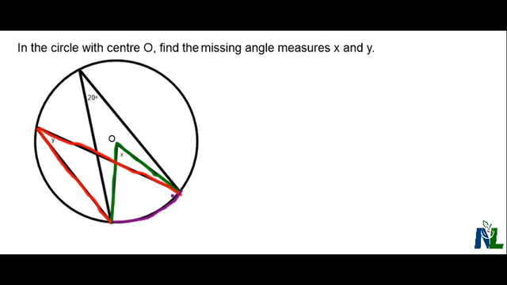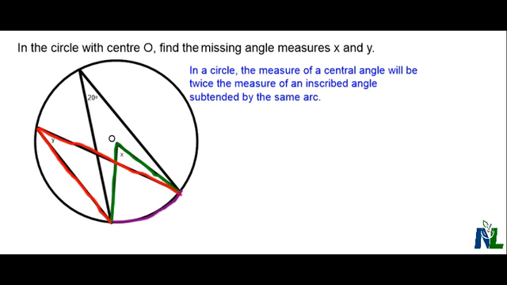And we have a property that we can use for angles that are subtended by the same arc. In a circle, the measure of a central angle, in our case our central angle is our green angle. A central angle has its vertex at the center of the circle. So we have a central angle right here. It's going to be twice the measure of any inscribed angles that are subtended by the same arc. So I have two angles here that are subtended by the same arc as my central angle, and I'm told that my central angle will be twice their measures.